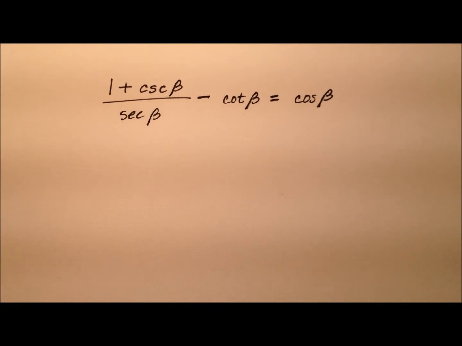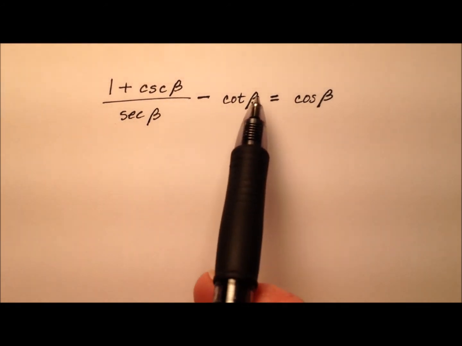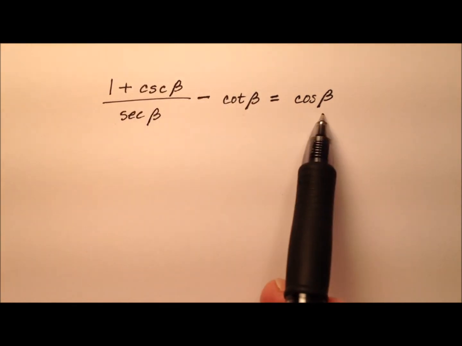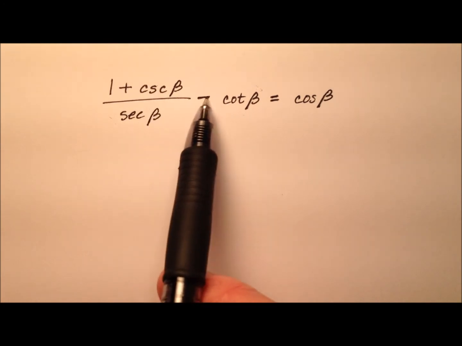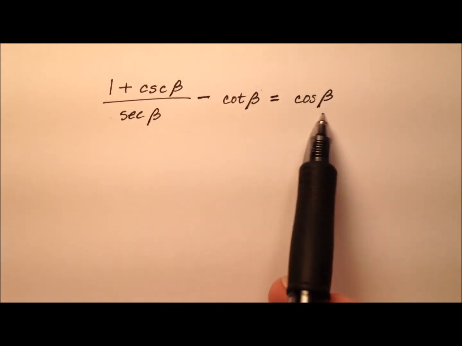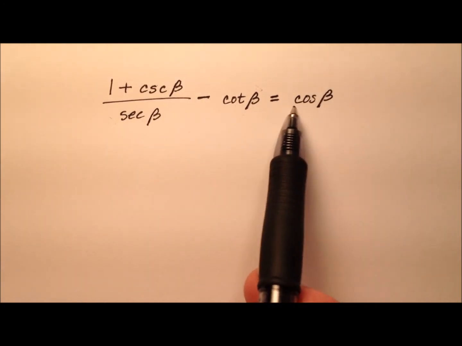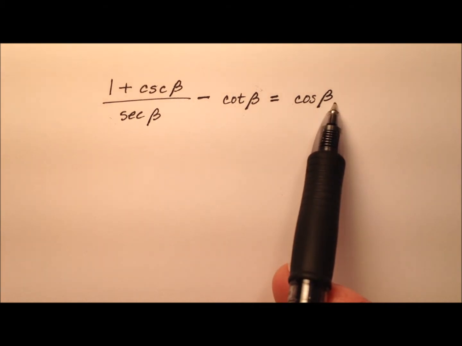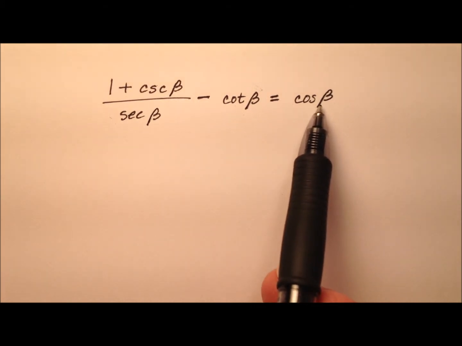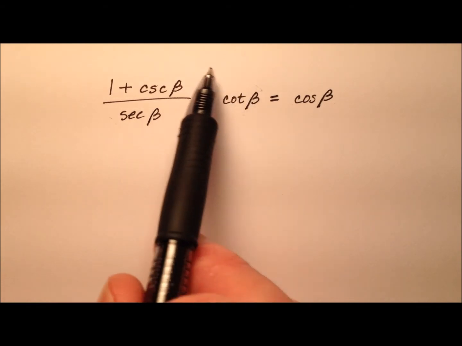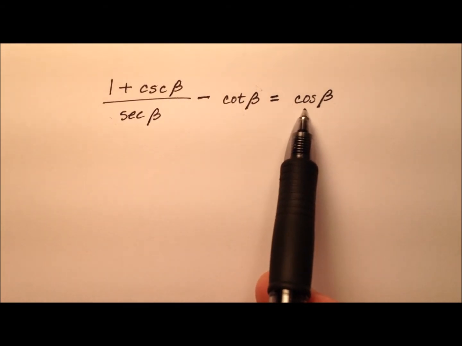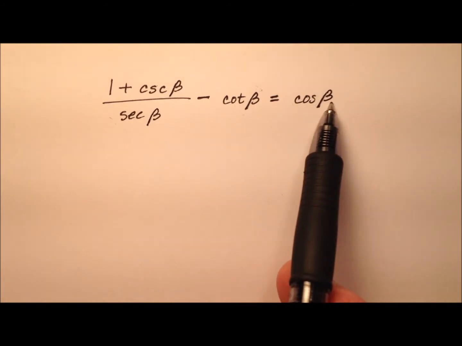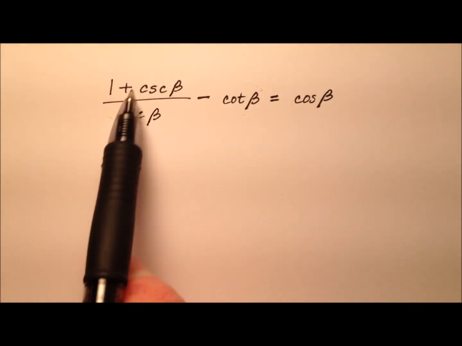In this example, we're going to look to verify this trigonometric identity. Of course, we have two sides to this equation. The left side has a fraction and also this cotangent of beta, and the right side looks like just a single trig function, cosine of beta. So it would probably be much easier to take the more complicated side and reduce it down to just cosine beta than it would be to manipulate this cosine beta into looking more sophisticated like this left side.